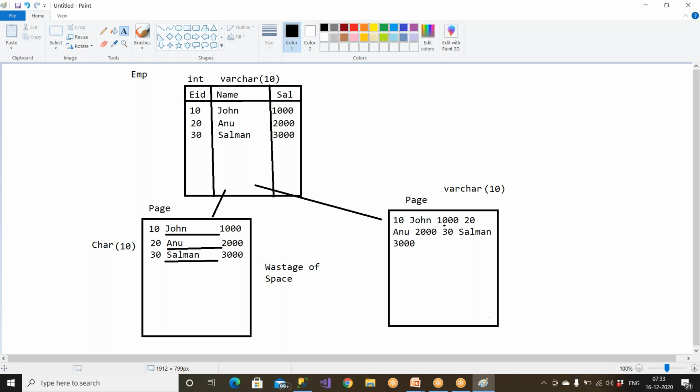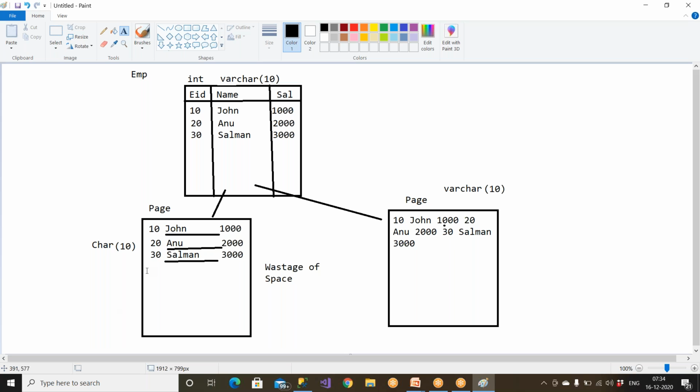This is a buffet. Buffet means you take the food however much you need. You go to the buffet and you say, I need only one piece of pizza, and a small quantity of sweet dessert. So you take however much you need. You don't waste the food there. In case of varchar, it is simply a buffet, a lunch or dinner, where you don't waste your food.